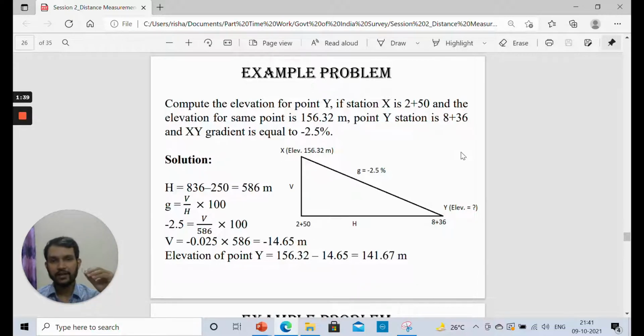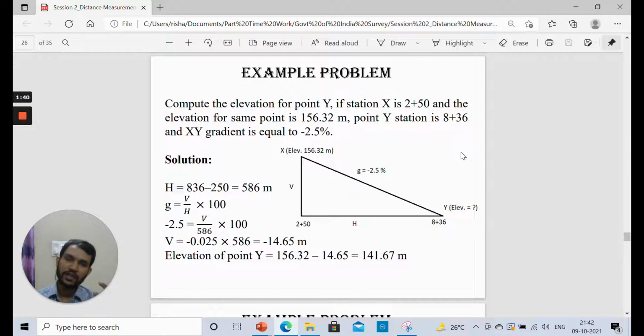We note the grade. Grade is given in the question: from point X to Y the grade is continuously falling with a negative rate of 2.5%. Grade is given by V upon H into 100, as we already know, vertical distance upon horizontal distance into 100. So G is given as minus 2.5. We need to calculate V, the vertical difference in elevation, because the elevation of point Y is unknown to us, so we can't know V, but H is known because for both the stations we know the station points. It is 586 into 100.